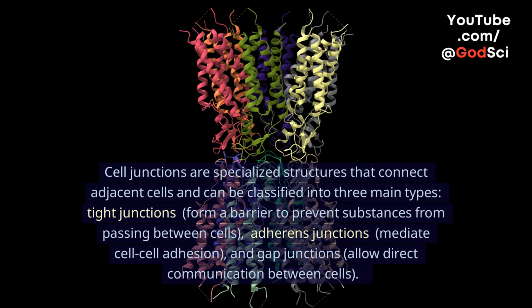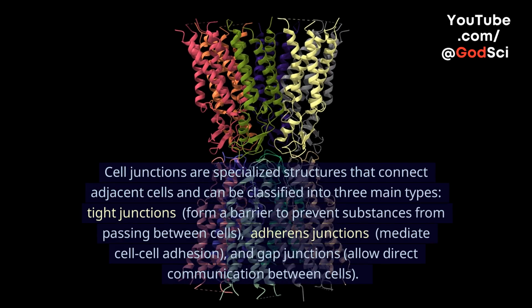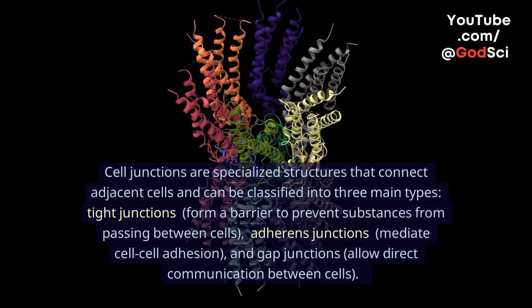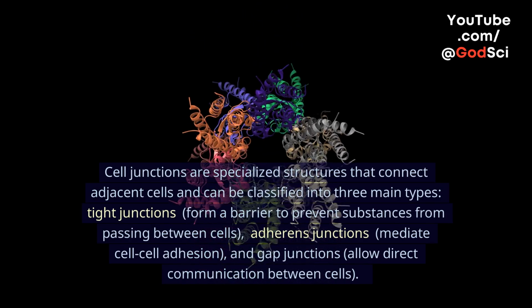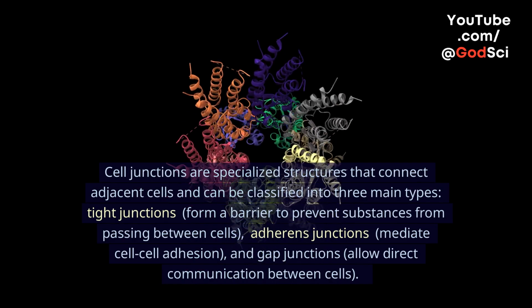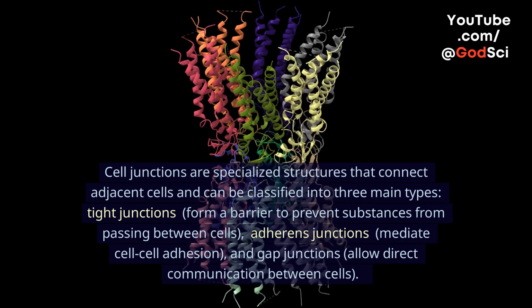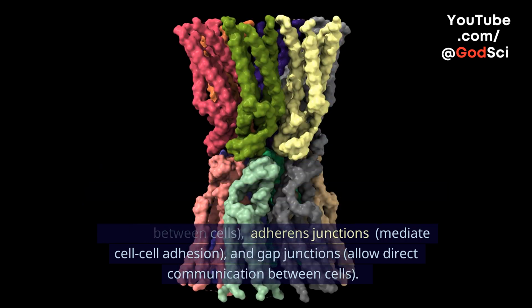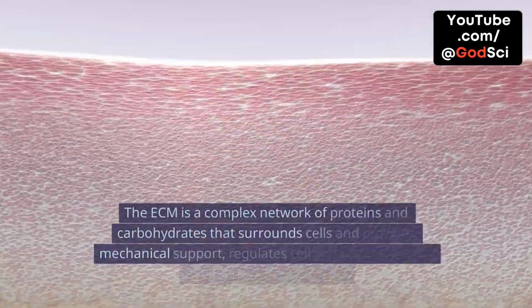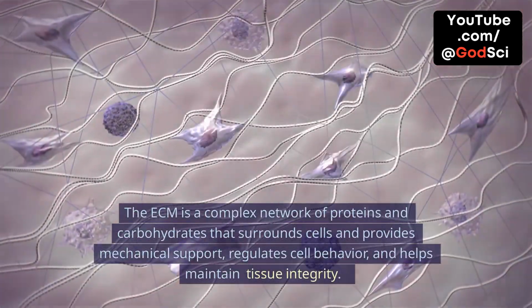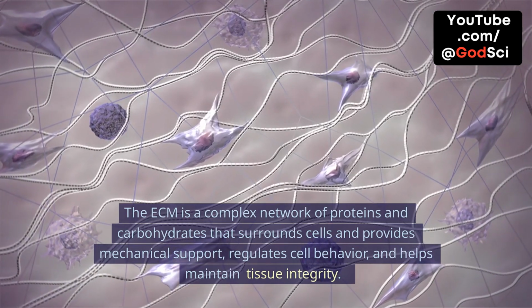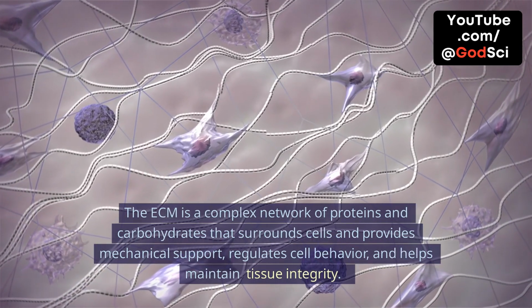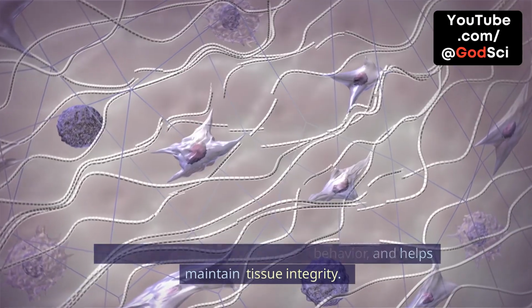Cell junctions are specialized structures that connect adjacent cells and can be classified into three main types. Tight junctions form a barrier to prevent substances from passing between cells, adherens junctions mediate cell-cell adhesion, and gap junctions allow direct communication between cells. The ECM is a complex network of proteins and carbohydrates that surrounds cells and provides mechanical support, regulates cell behavior, and helps maintain tissue integrity.